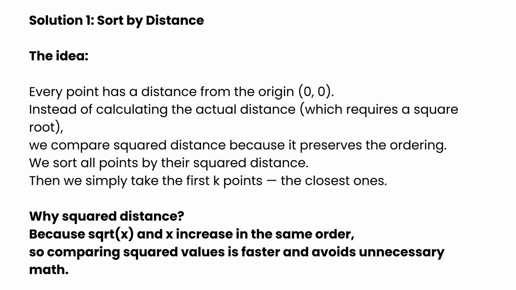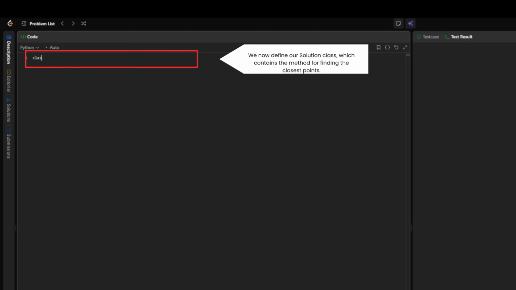The idea of this solution: every point has a distance from the origin (0, 0). Instead of calculating the actual distance, which requires a square root, we compare squared distance because it preserves the ordering. We sort all points by their squared distance, then simply take the first k points, the closest ones. Why squared distance? Because square root and squared values increase in the same order, so comparing squared values is faster and avoids unnecessary math. Line-by-line explanation of the code.